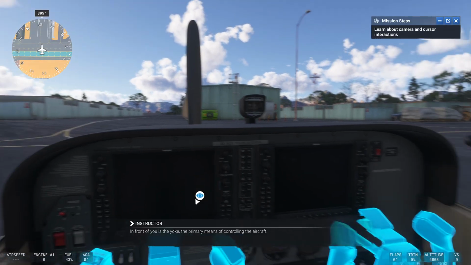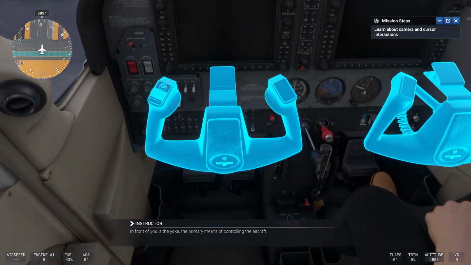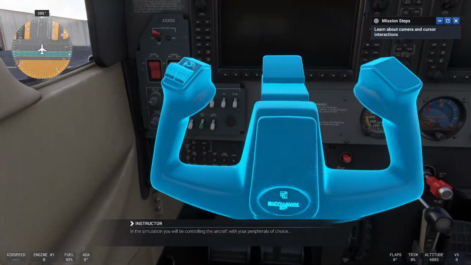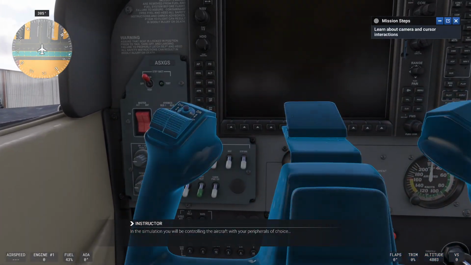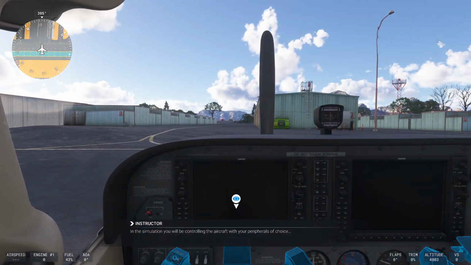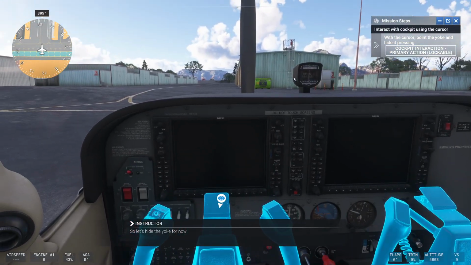In front of you is the yoke, the primary means of controlling the aircraft. In the simulation, you will be controlling the aircraft with your peripherals of choice. So, let's hide the yoke for now.